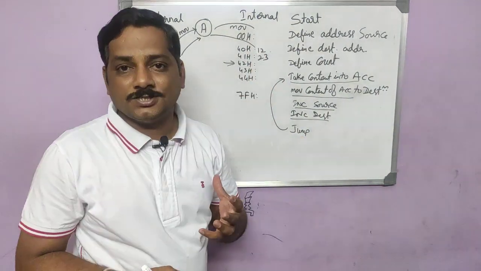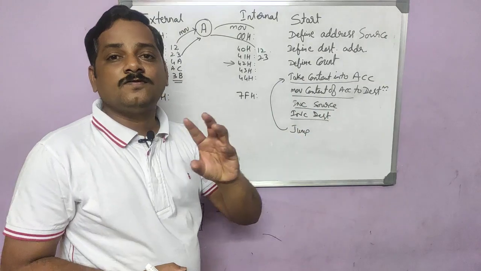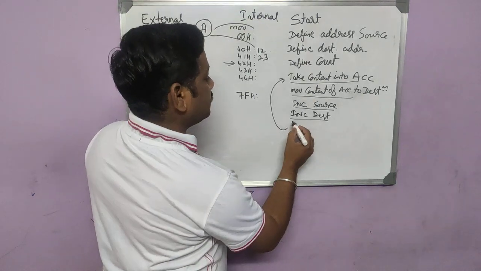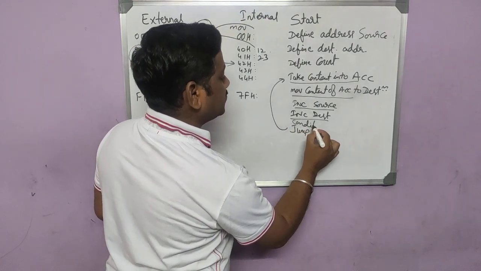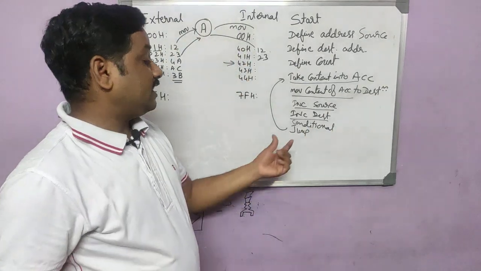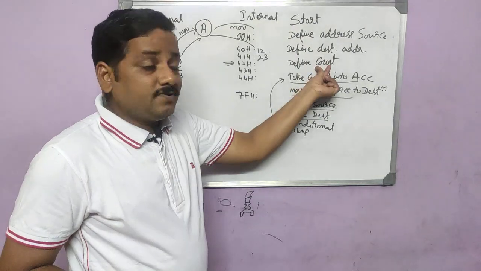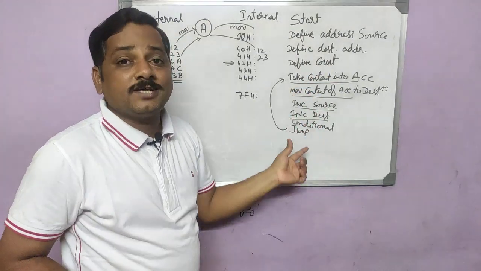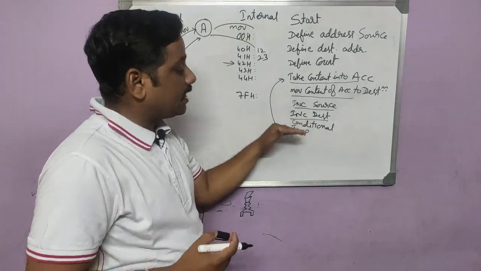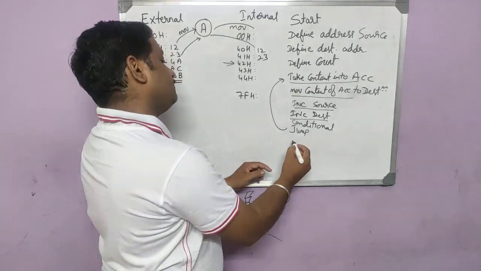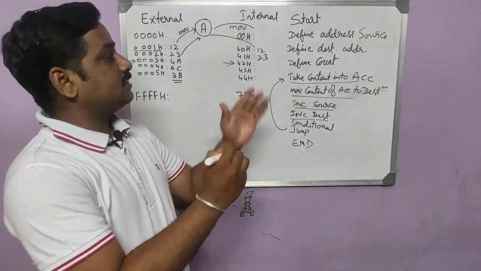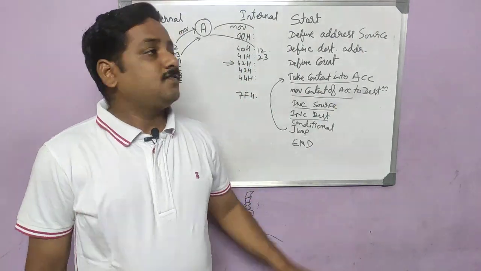So there must be some condition. You have to jump back only 5 times, not more than that. So for that we will put a condition. Here we will put one conditional jump. Our count has been fixed here, so it should repeat only 5 times. After that it should come out of it. Once we come out of that program, we should end it. Don't forget to end the program. So this is the logic. This is the flow chart.